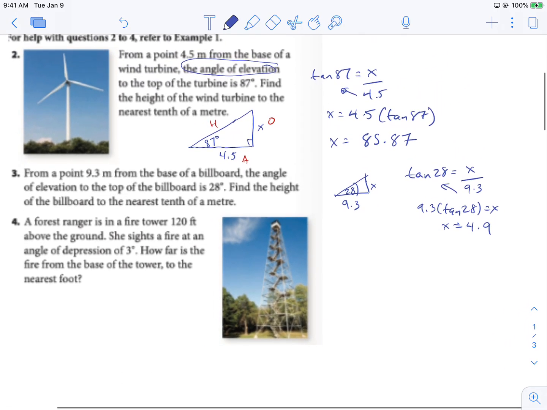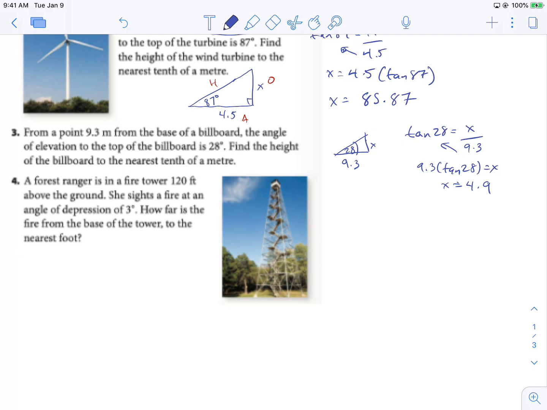Okay, next one. A forest ranger is in a fire tower 120 feet above the ground. She sights a fire in angle of depression, so a different word here, of 3 degrees. How far is the fire from the base of the tower? So let's say here is our tower, and it's 120 feet high. Now, she sees a fire, so the fire might be all the way over here, at an angle of depression of 3. So if this is the forest ranger sitting up here, angle of depression means if this is our horizon, angle of depression means we drop. So this 3 degrees would actually be in there.